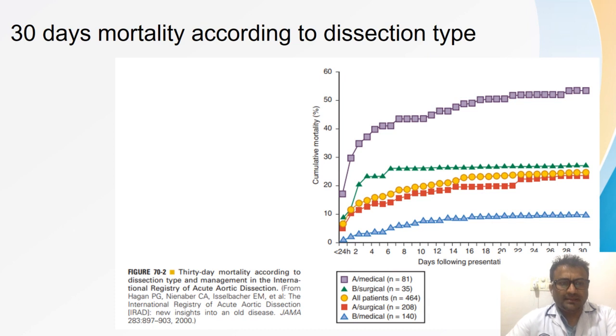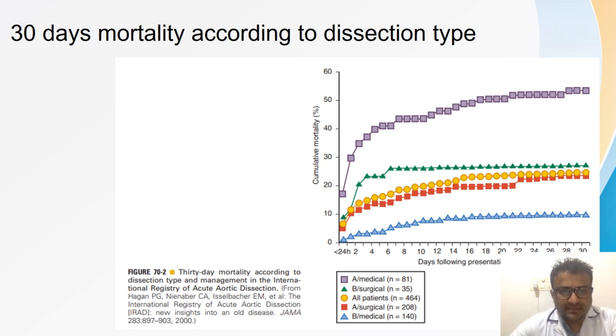Okay, this is the 30-day mortality according to the dissection type. As I said, the chart shows the different modalities offered to the patient in type A and type B dissection. The uppermost square shows the medical modality when offered to type A dissection. It is showing the very high mortality in patients with type A dissection.